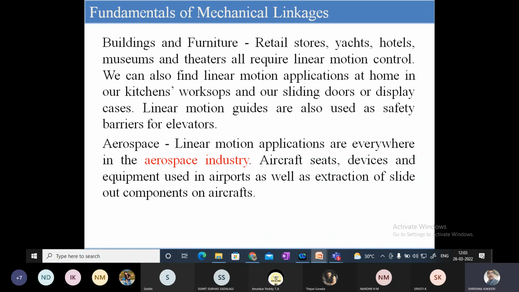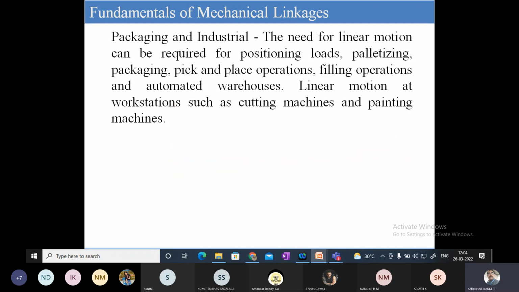And in aerospace also we can find linear motion applications, for the roll, pitch and yaw motions, while the airplane is taking off and has to be controlled and moved left and right. There also we are going to use the linear mechanisms.